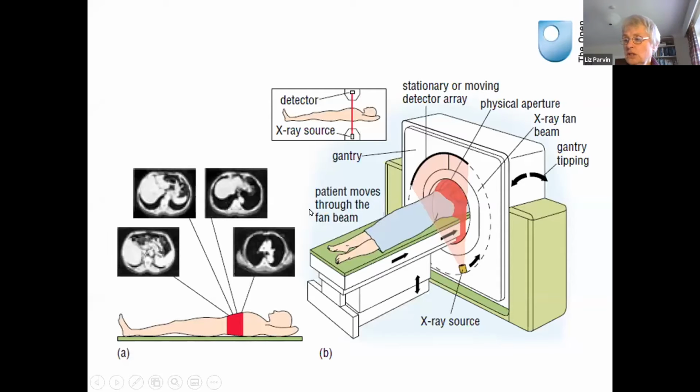Now, initially, the initial images were slices like this through the patient. What has now happened is that we now move the patient continuously. We keep this rotating continuously, and we can get much better images.